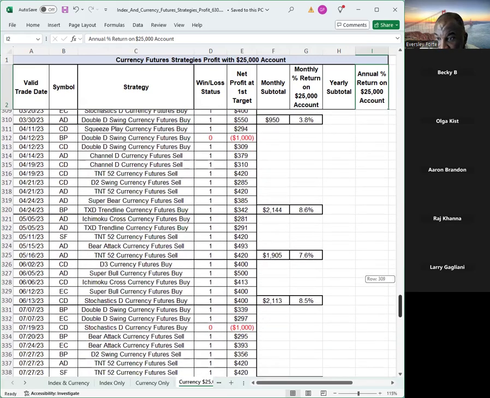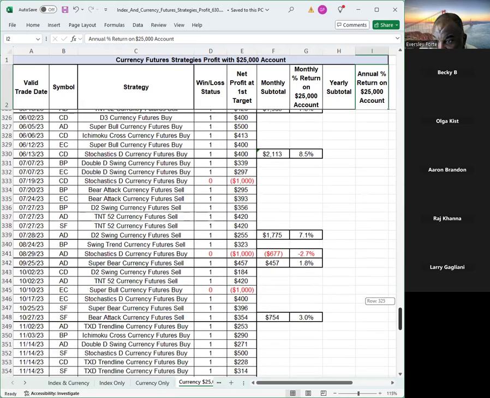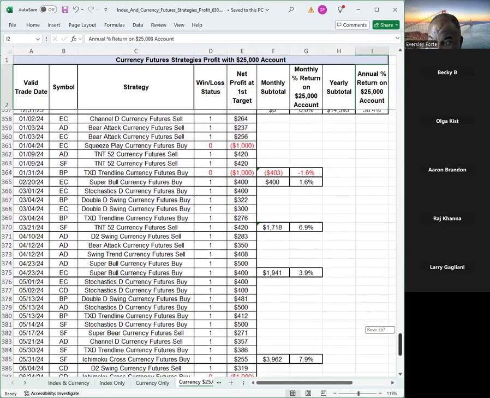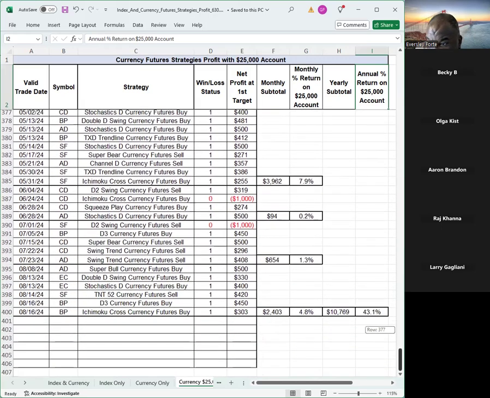2023, same type of results. It's just very consistent trading with the strategies. At the end of the year, 58% return. 2024 has been just another magnificent year so far. Through August, we're at 43% return.